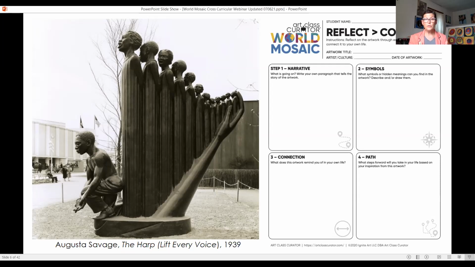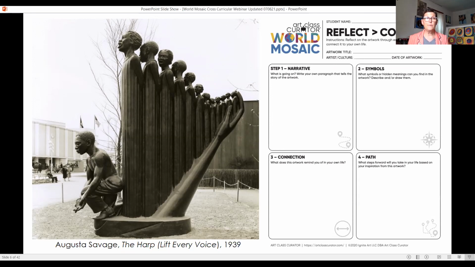And so once you decide to share that, you might then do 3 and 4. So 3 is the connection that it makes, and what does the artwork remind you of in your own life, and they then discuss what it means to them, which I love, again, because it gives everybody an opportunity to learn. And especially in World Mosaic, where it's going to be a wide variety of artists, a wide variety of cultures and countries and regions and history and time periods. And so how do we connect with a time period that maybe we weren't born into, or whatever the case may be.